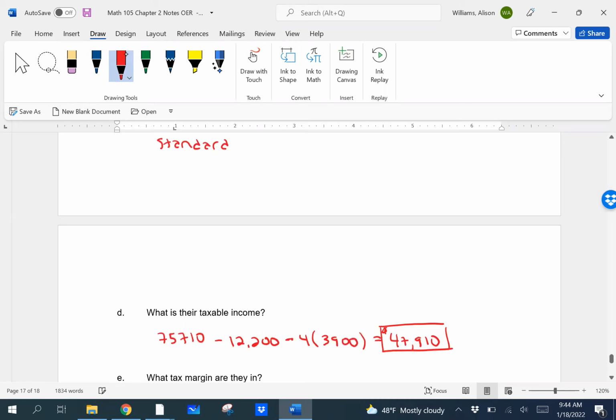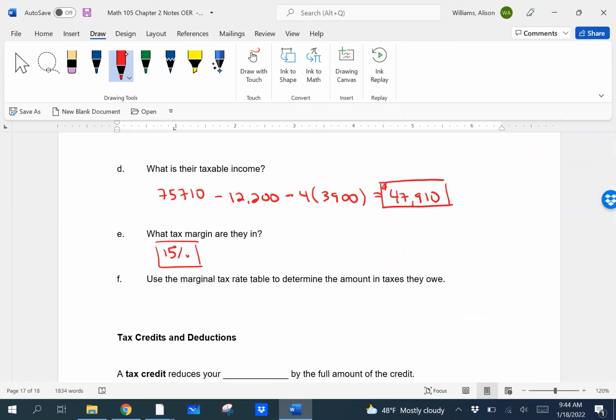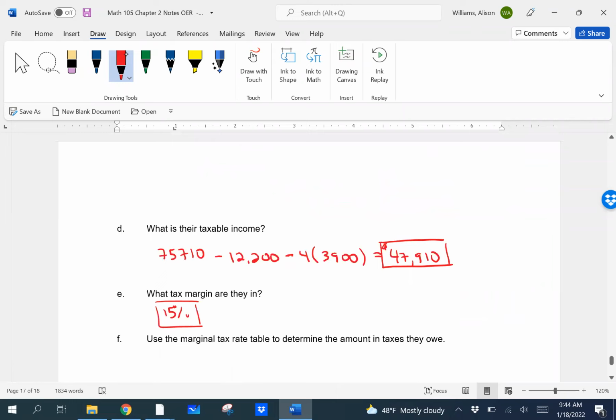So let's come back up here to the table. And that means then that they're going to fall into the second row category, right? They make up to 72,500. Obviously, they make less than that. So they're going to be in the 15% tax rate. That's the highest tax rate they're in, but they still have to pay the first row of taxes, the 10% tax up to the 17,850.